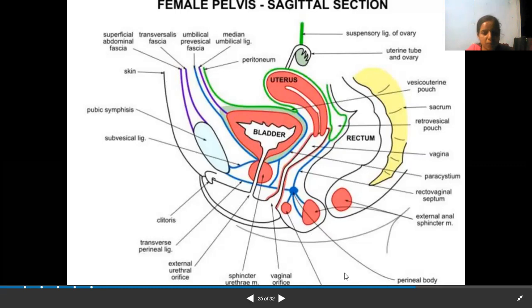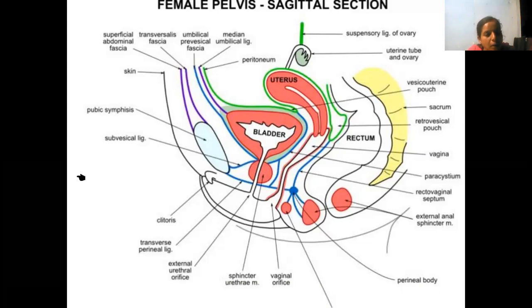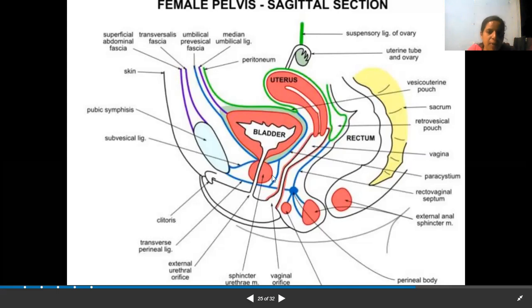Rectovesical pouch. Okay. Are you understanding, Niharika? Is that clear what I am telling? Yes, ma'am. Everybody is able to understand urinary bladder? I am talking about position, then we will go to dimensions and presenting parts.